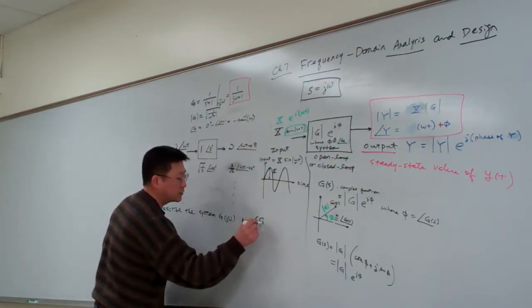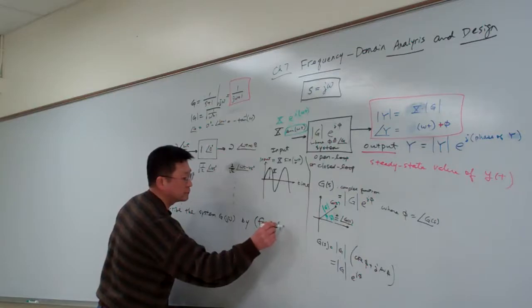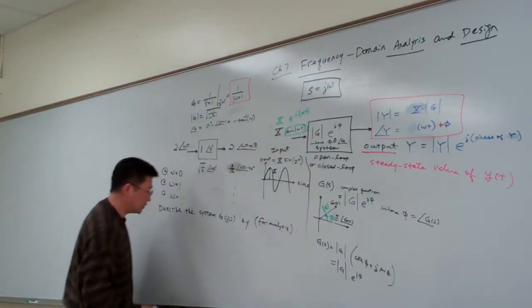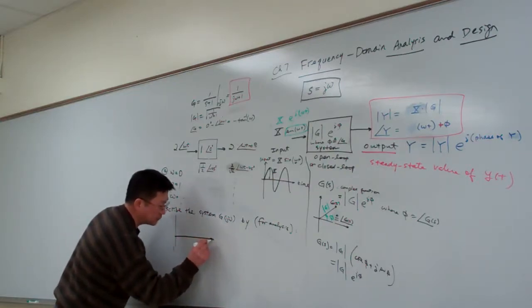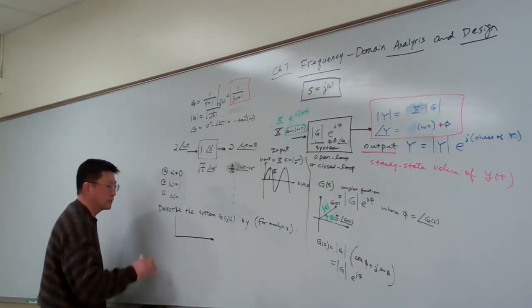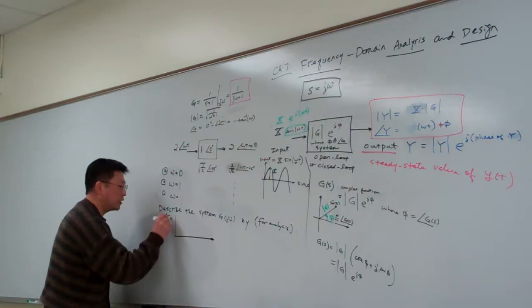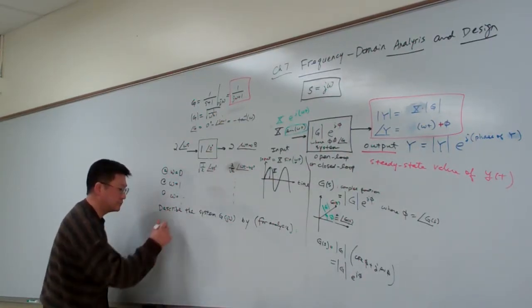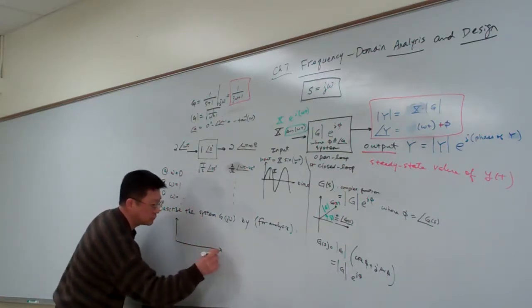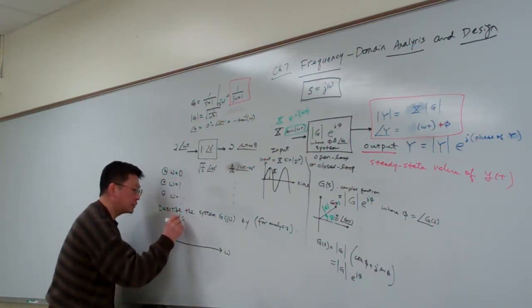That is for analysis, okay? The first one, we plot the magnitude of G(jω). Let me put it in a good way. This is omega, and this is the magnitude of G(jω).